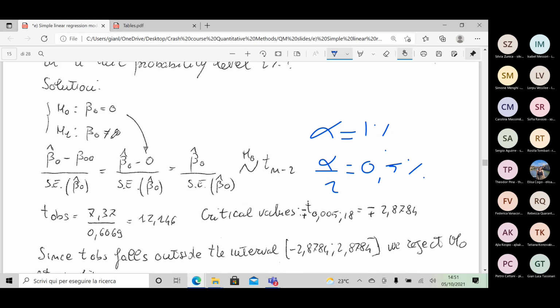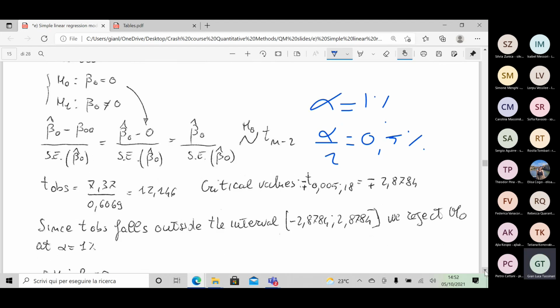Okay? What does this represent, guys? In our model, what does beta 0 represent? The level of sales when the advertising expenses are null. So essentially we are establishing that a shop or a store, even without making advertising, has a positive volume of sales. So this is essentially what we are stating by rejecting H0 in favor of H1. Okay, here there is all the explanation.